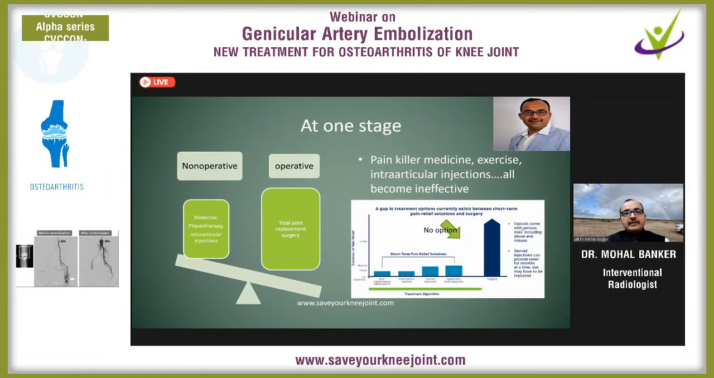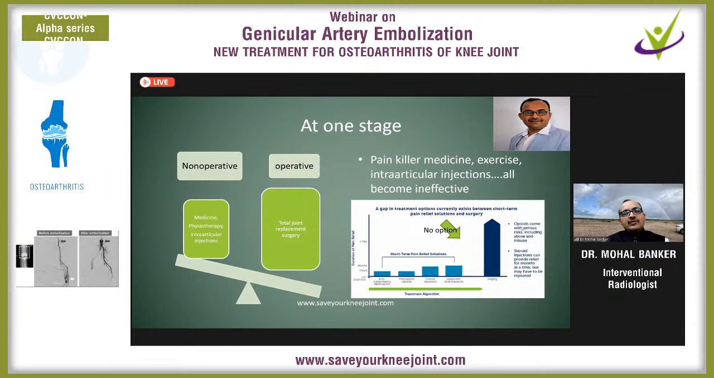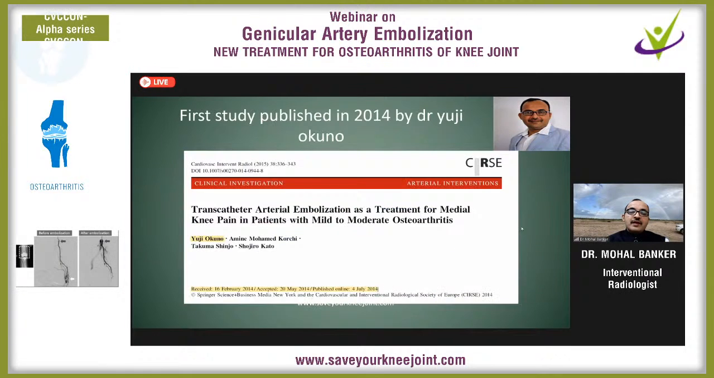So in osteoarthritis of knee joint patients, when the patient starts complaining of pain, we try all these non-operative treatments, giving painkillers, some intra-articular injections and physiotherapy. But at one stage, all these non-operative treatments stop working. And then the only option for the patient till date is a replacement of the joint. That's a major surgery and you are going to lose your natural joint. Till date, there are no other options available in between these non-operative and operative treatments.